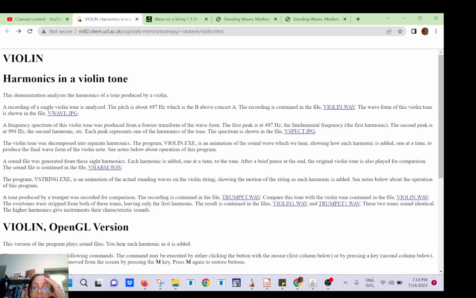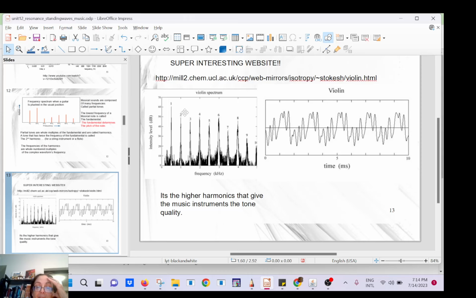What they did next is kill all the harmonics for the trumpet and the violin and keep just the first harmonic. They remove all the overtones. When they do that, they sound very similar. This means it's the overtones that make the tone quality of the music. If you take your violin and remove all those overtones and just keep the first one, which gives you the pitch, it will be very hard to tell a violin from a trumpet.